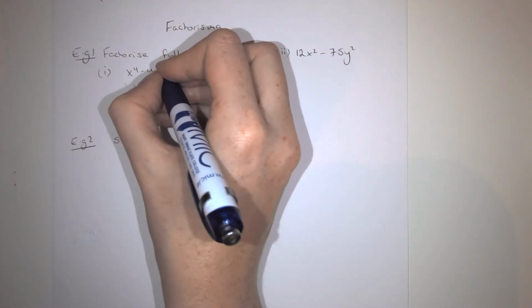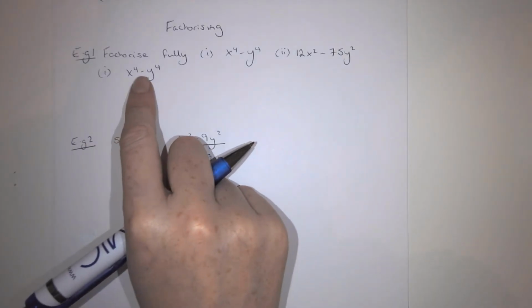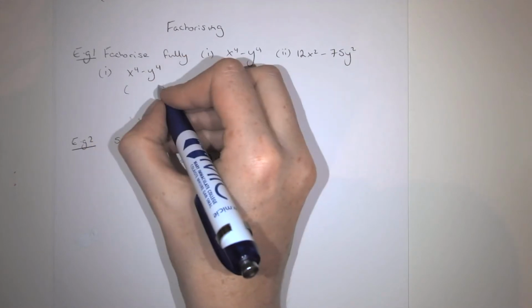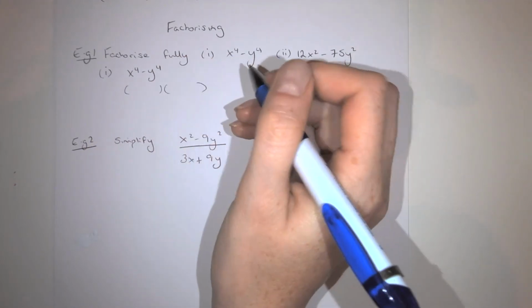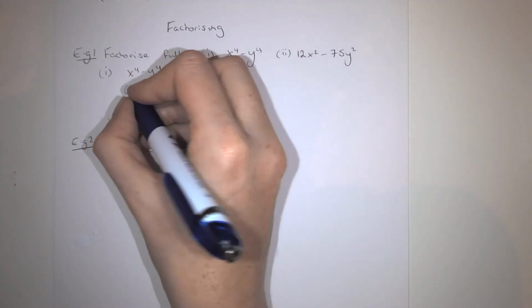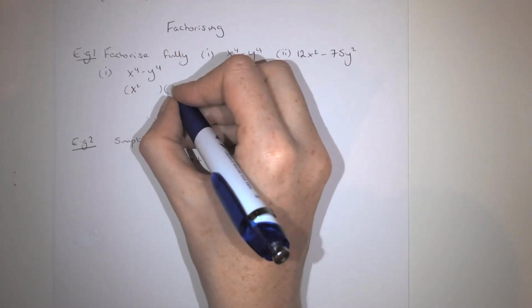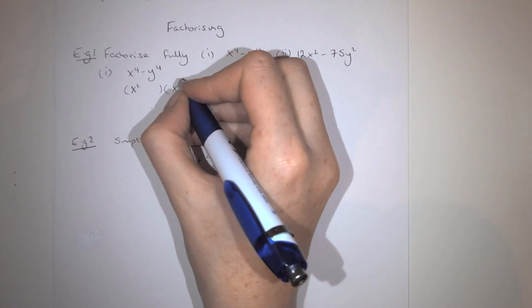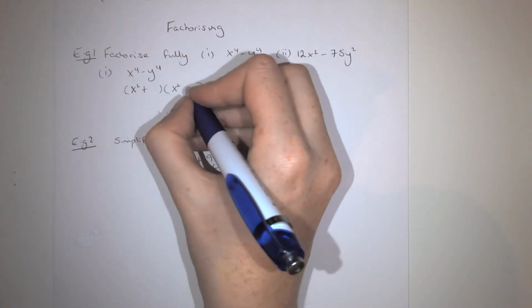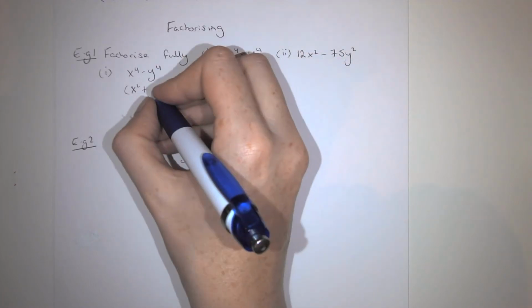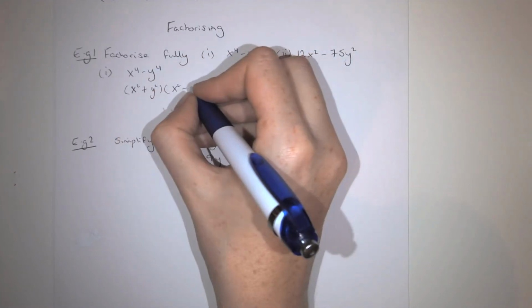So we can see here there's two parts and there's a minus in the middle, so it looks like a difference of two squares. So how we factorise a difference of two squares is two open brackets. What multiplied by itself gives me x to the 4? That's x squared. So x squared and x squared. The signs are always plus and a minus with a difference of two squares. And then what multiplied by itself gives me y to the 4? That'll be y squared and y squared.